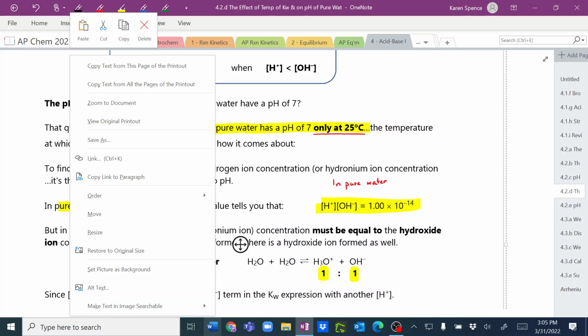No, technically it's neutral, but the pH is not set. Yes. Tricky, hey? It's a mind game.